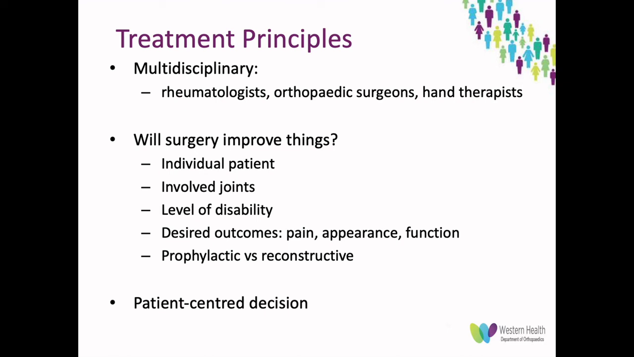So for the treatment algorithm, we need to really think, will surgery actually improve the patient's function and give them what they want? So looking at what the individual patient has, which joints are involved and the disability. This can use a therapist assessment at home, in the workshop or in the kitchen. Having a thorough assessment of what the patient's motivations are. Is it they want to address pain, appearance, function? For a patient who has limited pain and reasonable hand function, these are really best treated without surgery.